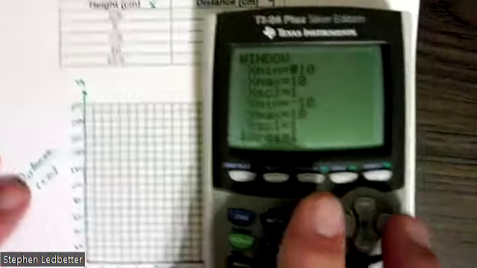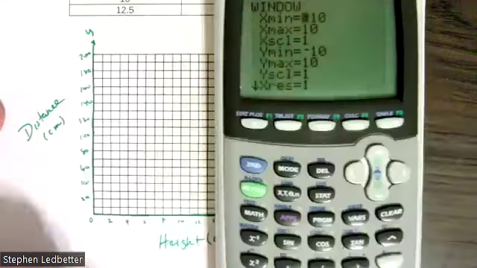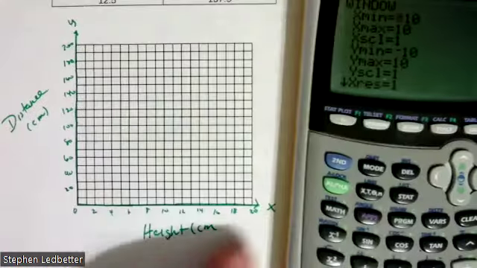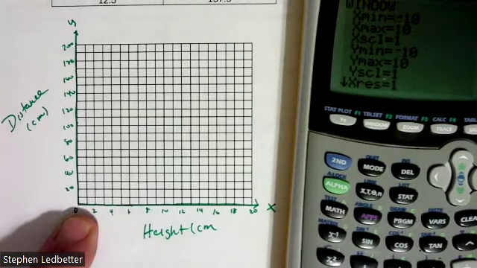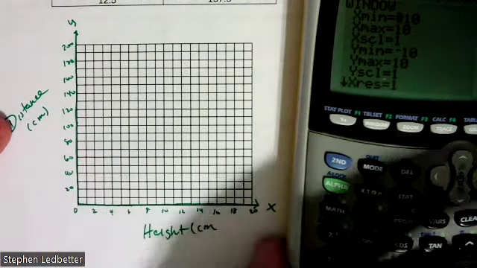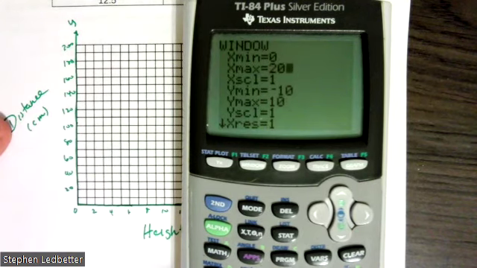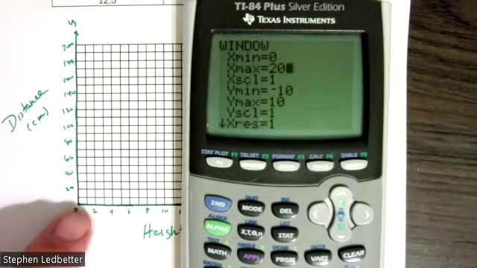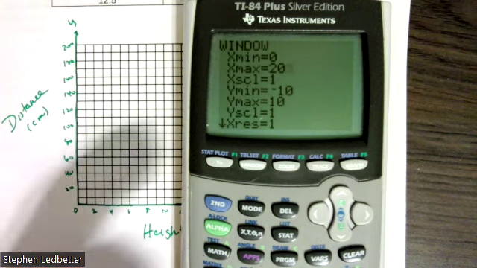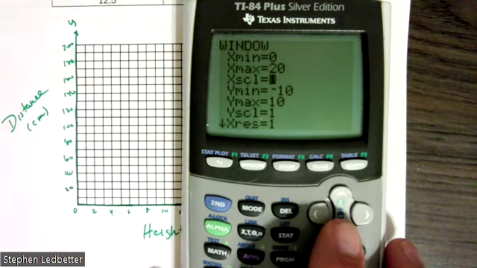Now, this tells me my min and max. Now, my x min is the lowest number I'm going to have. Remember, this is the x-axis. The lowest number I'm going to have is 0. And the highest is 20. So I'm going to say 0 to 20. Now, I counted each line by 1. Remember, 0, 1, 2, 3, 4. So those are by 1. So we're good there. So let's scroll down.